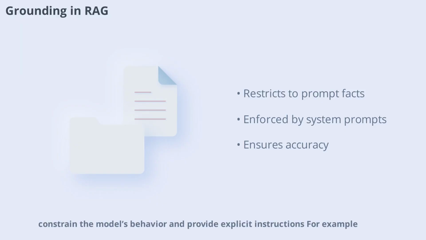For example, you might set a prompt that tells the assistant to answer only using the text inside specific tags, and to admit when information is missing. This practice ensures factual accuracy and transparency in AI responses.